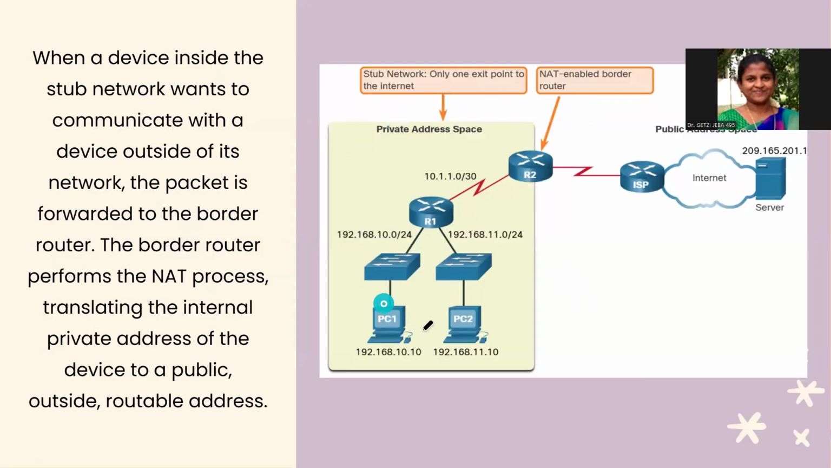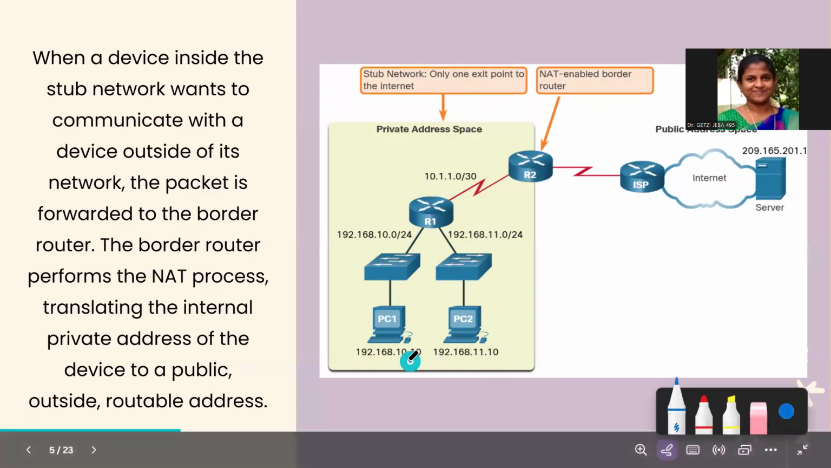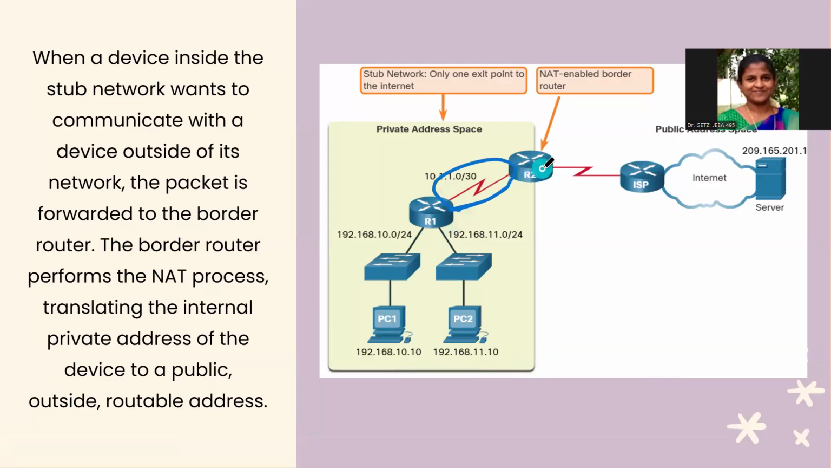Let's say here is a private network, and the network has 10.1.1.0/30 for this WAN network and 192.168 for this local area network. There is a router called R2. You call this a stub network. Stub network means there is only one exit available for any packets to go outside. If any network has one exit point, you call it a stub network. Now the NAT-enabled border router translates this private IP into a public IP. It also maintains something called a NAT translation table.